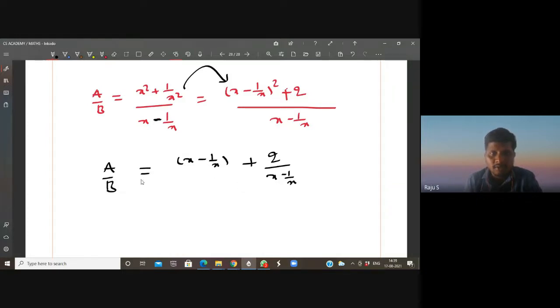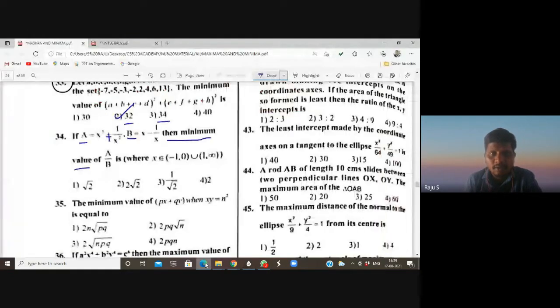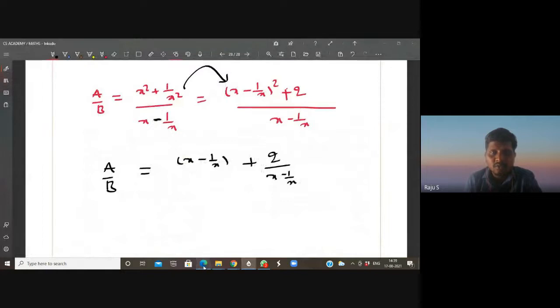Here we are required to find the minimum value. Also x must be from minus infinity to minus 1, and 1 to infinity, right? Okay, fine. x belongs to the given domain only. See, students, when I take this value as A and this value as B, this is small a and this is small b. Shall I do like this?